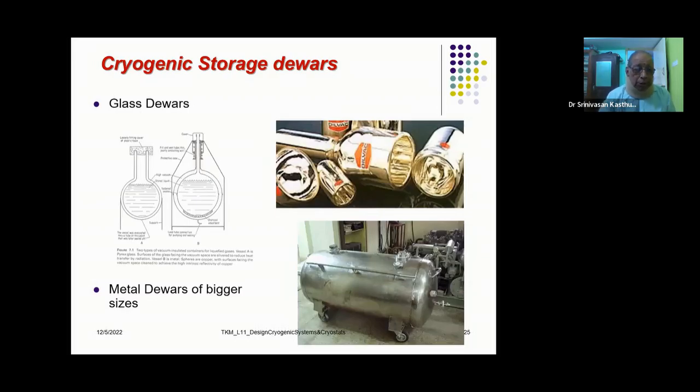One is glass dewars. You can see here a set of glass dewars shown in the photograph. The typical structure is like this. Either it is a simple vertical cylinder, one into the other, and then joined at the top, and then the interspace is evacuated through a particular pipe connection.